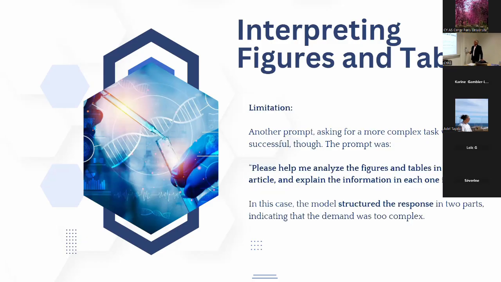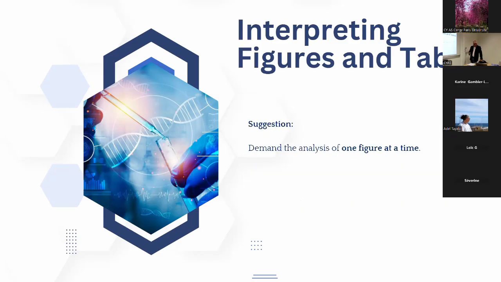And so one limitation that they found was asking a more complex question involving images. The prompt was, please help me analyze figures and tables of this article and explain the information in each one in detail. When they prompted that, ChatGPT answered with a response in two parts. This is a sign that ChatGPT replied saying, oh, this is too complex, I will divide this question in two parts. First, I'll talk about this, second, talk about that. So with figures and tables, the suggestion is to demand the analysis of one figure or one table at a time, right? If you give more than that, maybe the answer will not be as good.